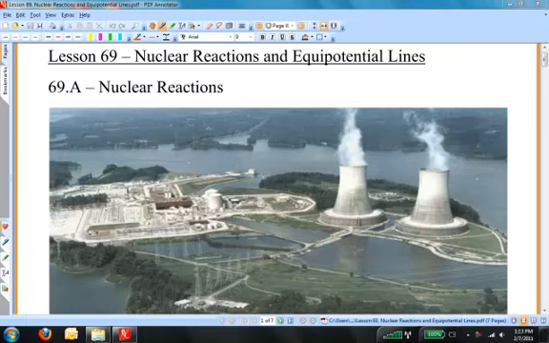This is Lesson 69, and it is entitled Nuclear Reactions and Equipotential Lines. This lesson is divided into two parts, which are unrelated, and we'll take each part in turn. The first part deals with nuclear reactions. Whether you know it or not, your life is daily impacted by practical applications of nuclear reactions.